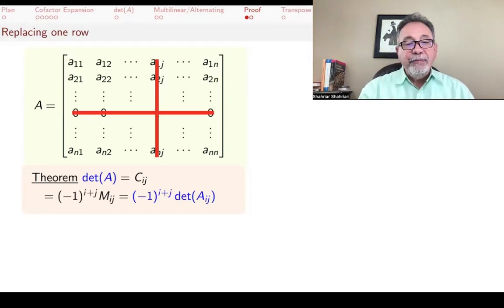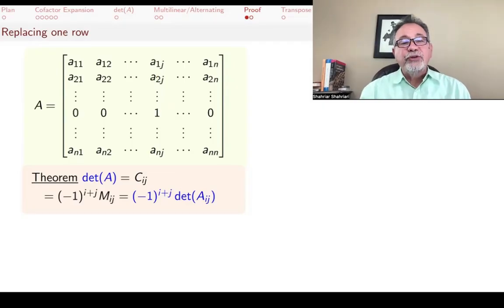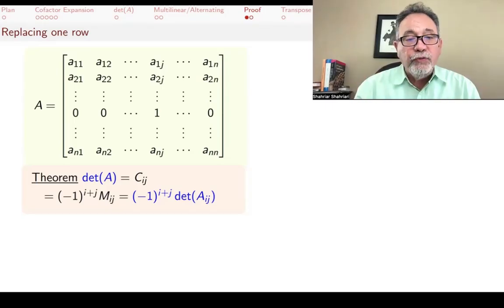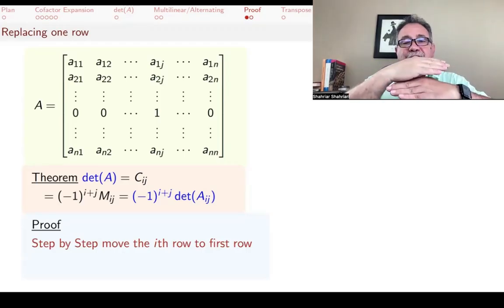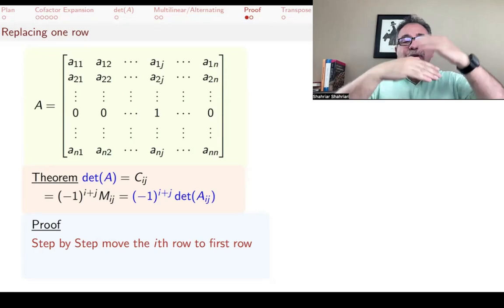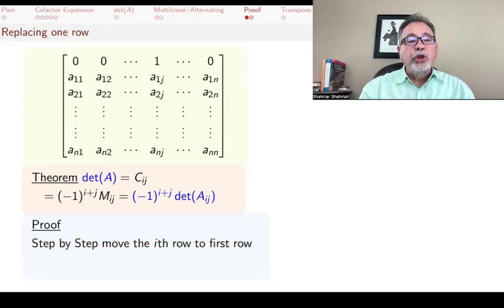So if you have a matrix that has the ith row 0, 0, then 1, then all zeros, then the determinant of that is going to be exactly just one cofactor. What's the proof of that? The first thing you do is step by step move that ith row to the first row. Switch the ith row and the i minus 1 row. And then switch down with the next one up. And bring that one all the way to the top.